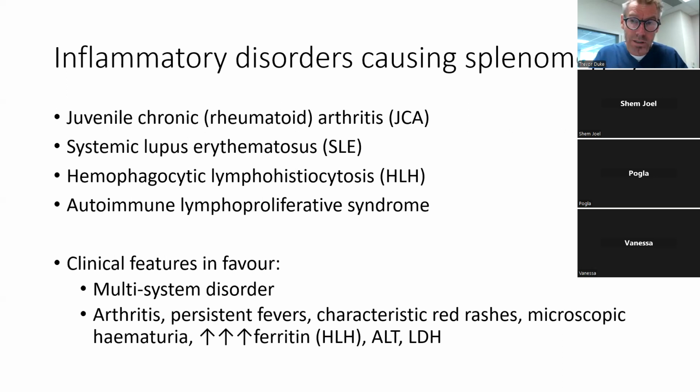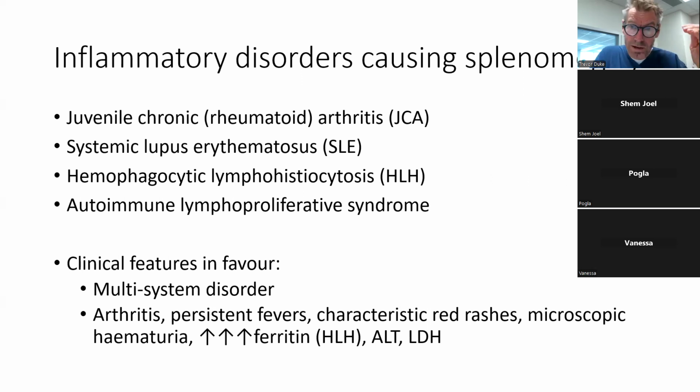inflammatory response. Usually the clinical features in favor of an inflammatory disorder causing splenomegaly are that the child's got a multi-system disorder. They often have arthritis or persistent fevers or red rashes, or they've got microscopic hematuria consistent with kidney involvement, like a nephritis. They often have a very high ferritin level. So if you can do their iron studies, their ferritin level will be extremely high, especially with this condition called HLH. And often their liver transaminases will also be high. So there are some clues. There are certain things in favor of an inflammatory disorder causing splenomegaly.